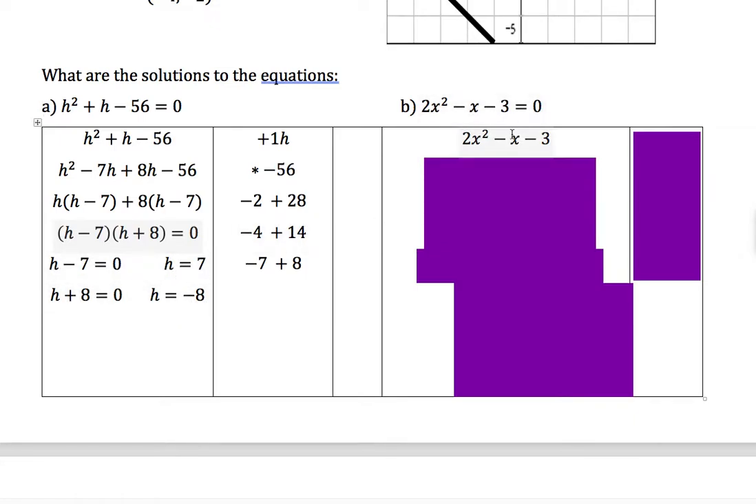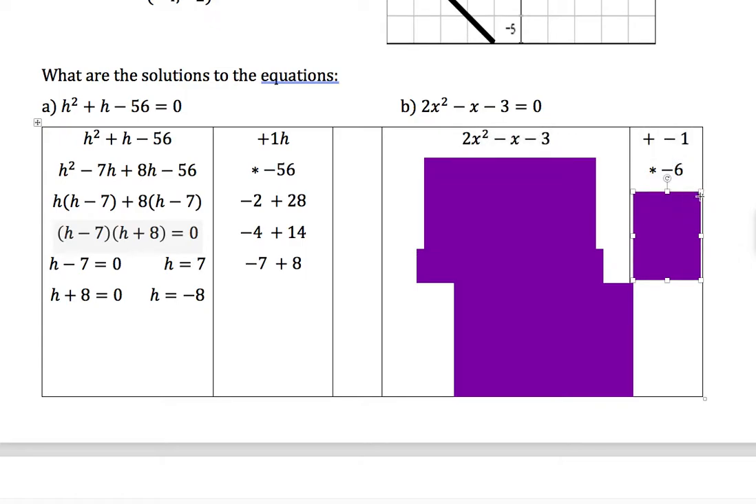Okay, let's look at this next problem. Again, we're going to do the same thing. We're going to factor by grouping. We want two numbers that add together to get -1 for our middle term. And instead of multiplying together to get -3, we want two numbers that multiply together to get -6. The reason we put a -6 there is because of the 2 that's right here. Anytime you have a leading coefficient other than 1, you need to take that leading coefficient and multiply by your last term. And so 2 times -3 gives you -6.